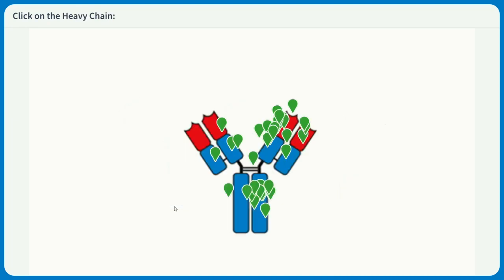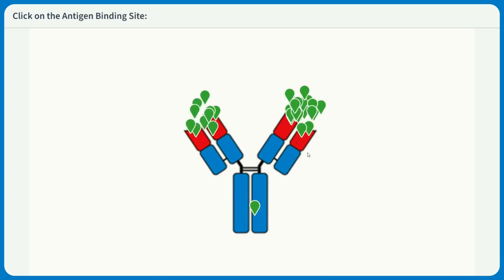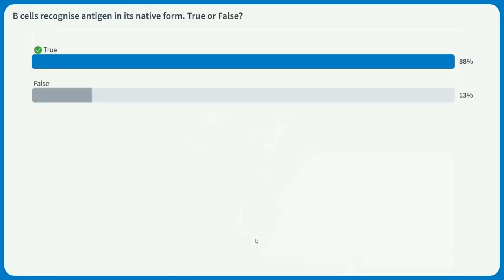Okay. Click on the heavy chain. The heavy chain is this one here, or this one, and these are the two light chains. In terms of the antigen binding site, that looks great. The Fc region is this portion down here. So these are the Fab fragments. This is the Fc region.